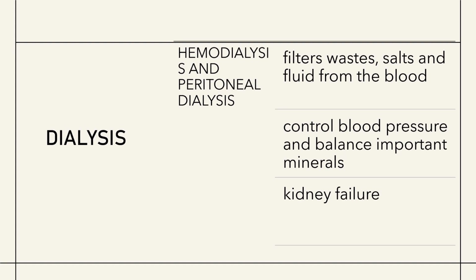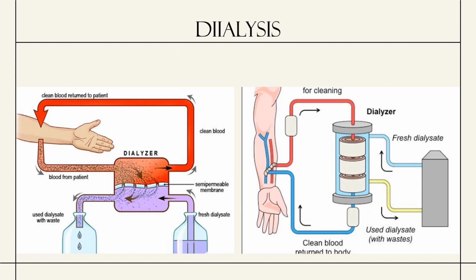Your hemodialysis and peritoneal dialysis are important medical procedures used to filter waste, salts, and fluid from the blood once your kidney dysfunctions. This is done in cases of kidney failure. Aside from filtering waste, salts, and fluid from the blood, this also helps control blood pressure and balance important minerals.